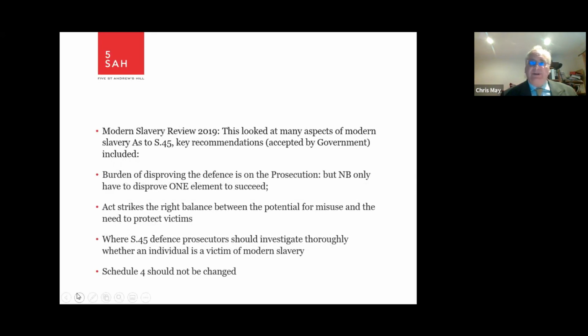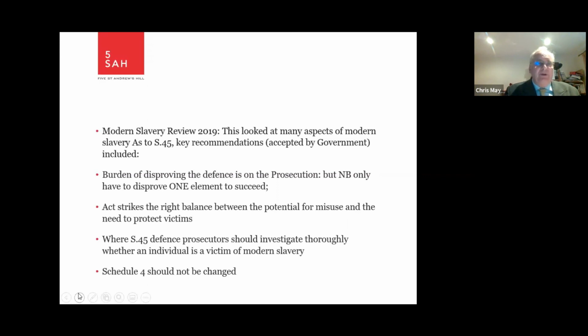Then the last thing that I want to look at, on the last slide, is the Modern Slavery Review of 2019, which looked at all sorts of aspects of modern slavery. As to the Section 45 defence, key recommendations which were accepted by the government included that the burden of disproving the defence remains on the prosecution. So it's not, as some people were arguing for, something that the defence have to prove to any standard. Once it is raised, evidentially the prosecution must disprove at least one element of it.